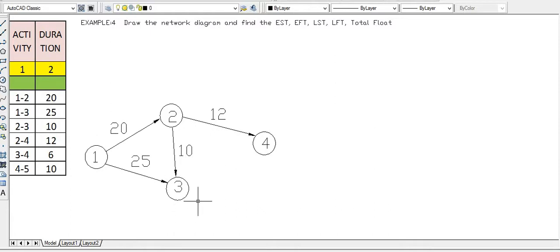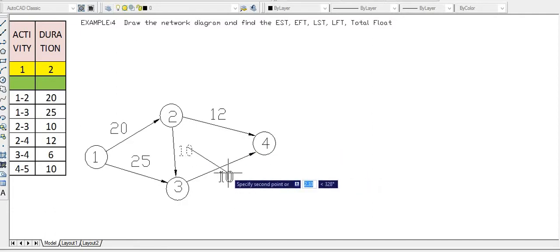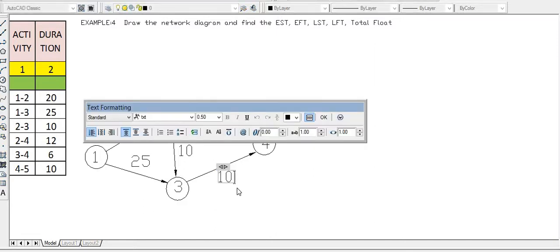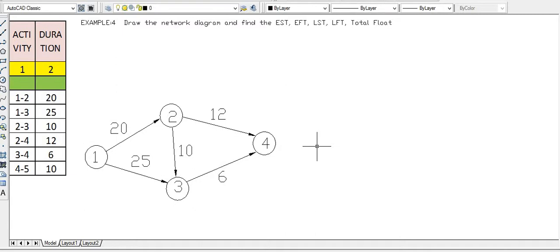Again 3 to 4 has 6 days. So again there is an activity for 3 to 4. Okay. So we will start from 3 to 4. So 3 to 4 will have 6 weeks, so 6 we will have this. Okay. What is next? 2 to 4 has 12 days, 3 to 4 has 6 days.